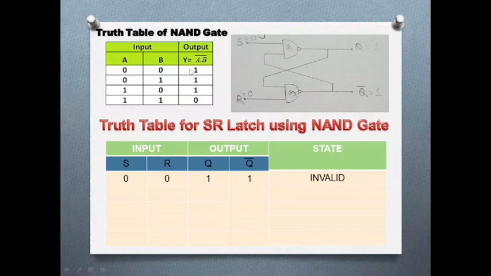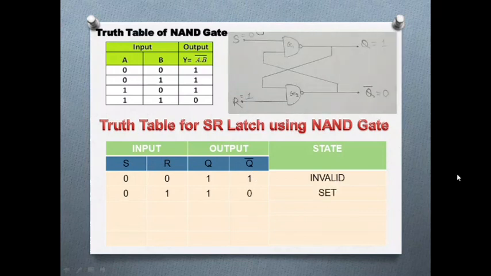For case 1, when S is equal to 0 and R is equal to 0, from the truth table it is clear that whenever one of the inputs of NAND gate is 0, we get the output as 1. So Q is equal to 1 and Q bar is equal to 1. But like the previous condition, this is not possible. They should be complement of each other. So this state will not be used, as both outputs can't be the same and it is undesirable. So when S is equal to 0 and R is equal to 0, then Q is equal to 1 and Q bar is equal to 1, it is the invalid state.